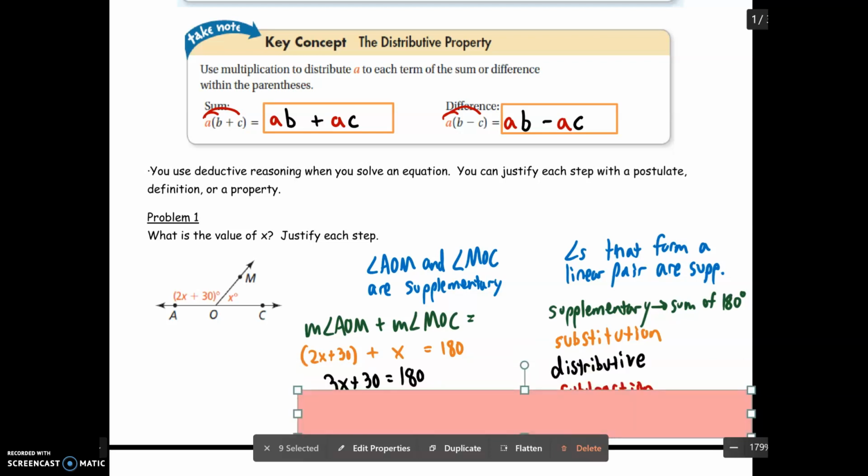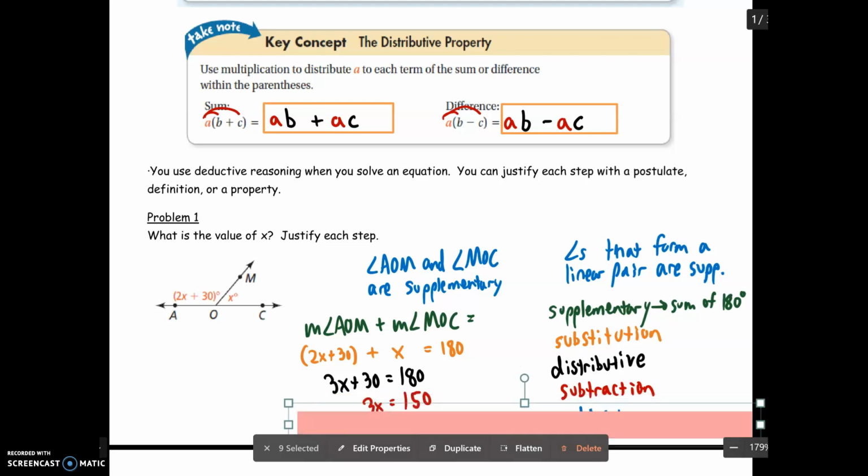So I'd still accept combined like terms, but we could call that step in between distributive property. Again, just by taking 2x and x, adding that together to get 3x. From here, you can already kind of see that the next step is going to be subtraction if I'm looking to solve for x. In this case, it looks like we'd subtract 30 from both sides.